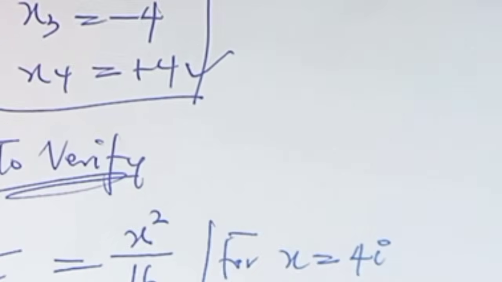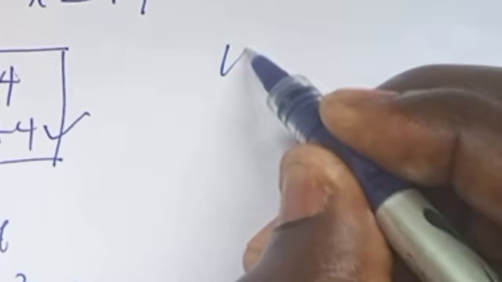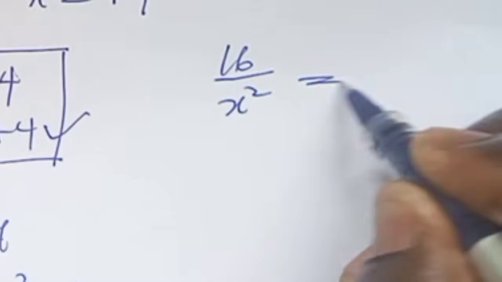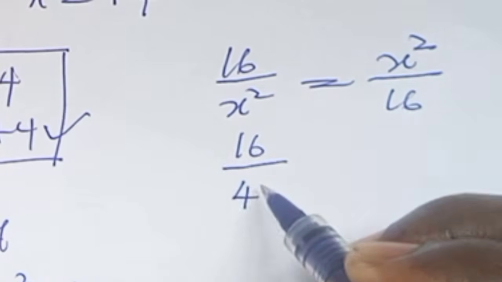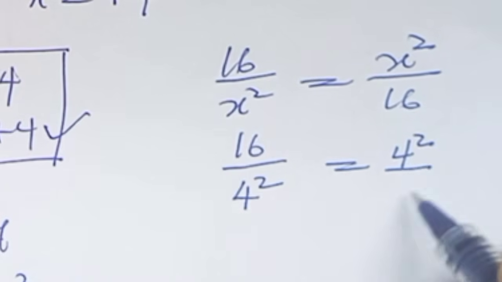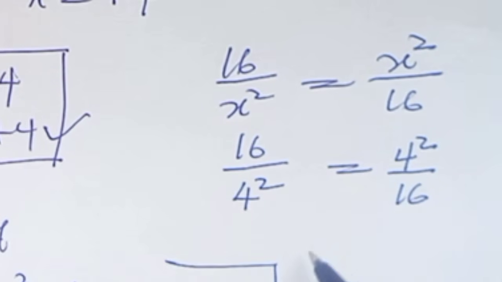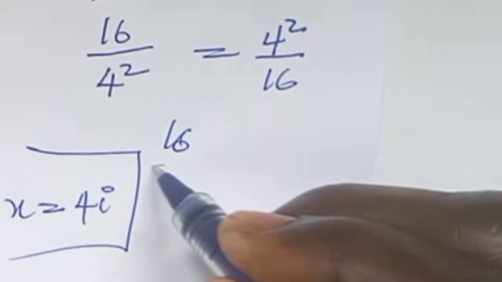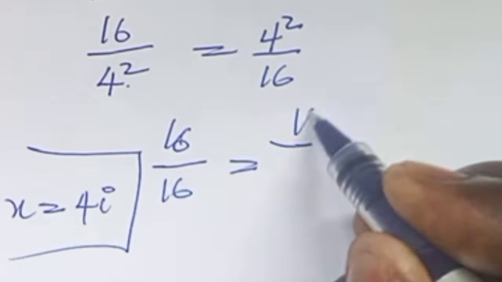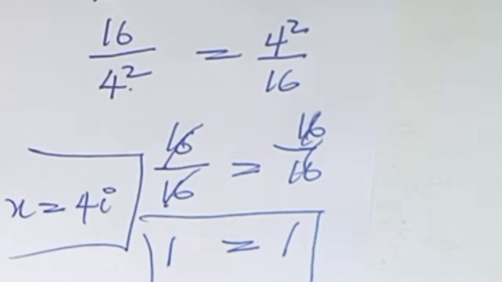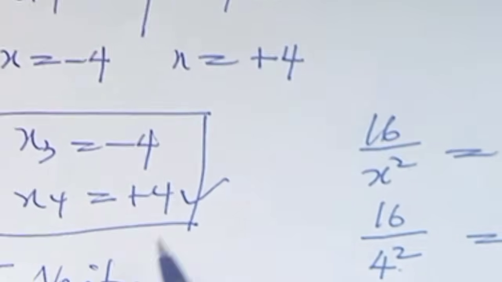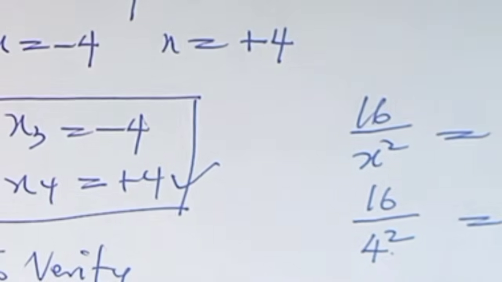So for x equals plus 4, we have the original equation 16 over x to the power of 2 is equal to x to the power of 2 over 16. So 16 over 4 to the power of 2 is equal to 4 to the power of 2 over 16. So if we do this, we have 16 over 16 is equal to 16 over 16. And this cancelled, we have 1 over 1. It's also true that the value of x to be plus 4 is correct. So you can test this out on your own and this on your own. Thank you for staying true to the end.